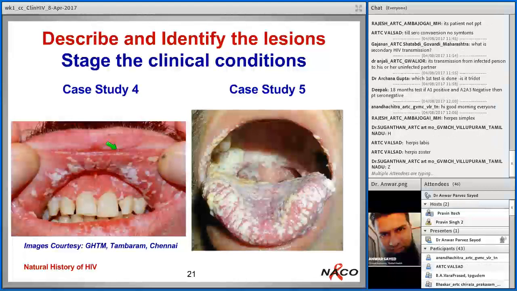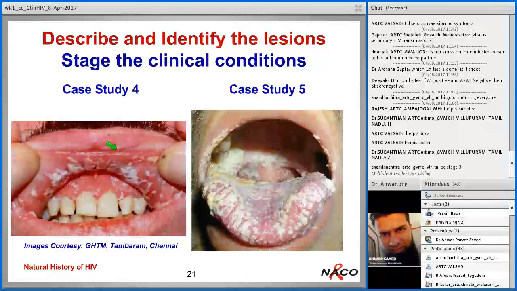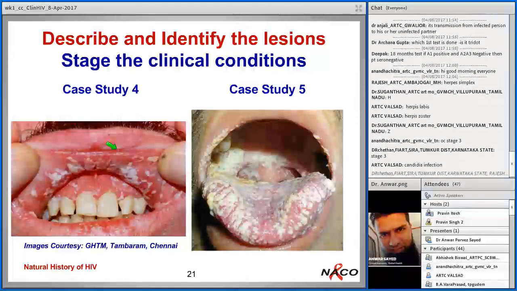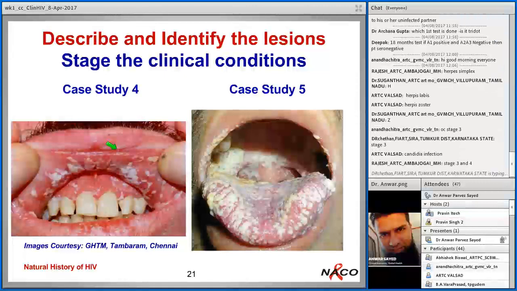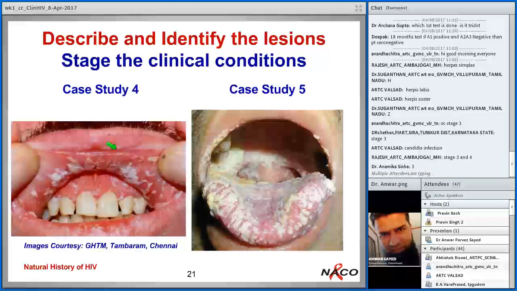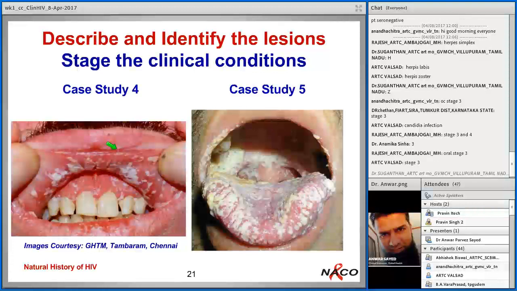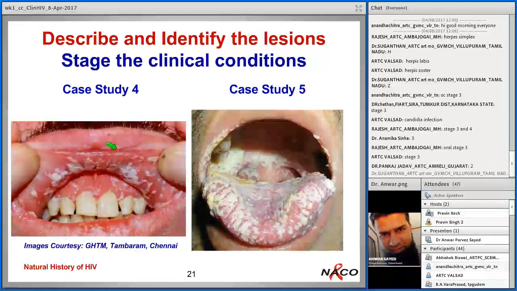This is herpes zoster in a young adult, involving a dermatome, a lesion over the intercostal nerve. Herpes zoster, as we saw, is WHO clinical stage 2. You can write the WHO clinical stage in the chat box once I am showing these slides. So this is very obvious.